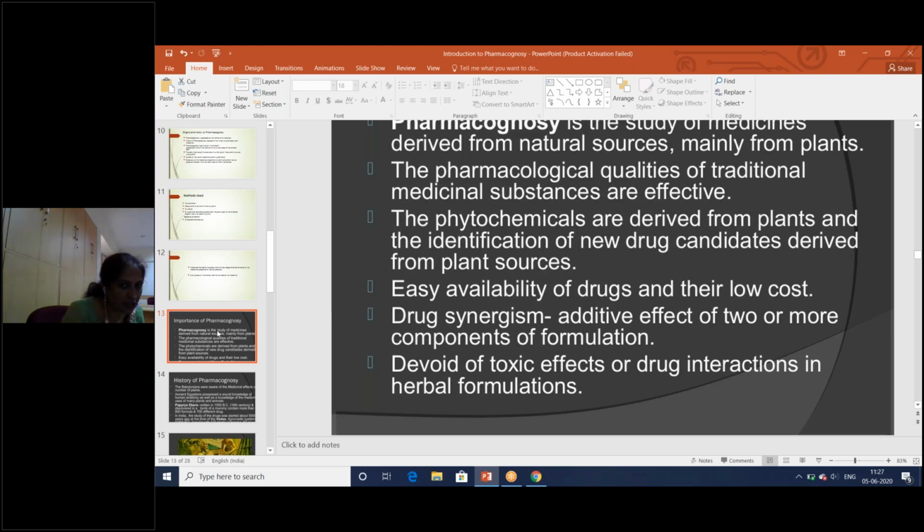You are going to identify the phytochemicals, then study the pharmacological activity, then identify the new phytochemicals. When you identify the new phytochemicals, you can synthesize them in the lab. Then they are easily available. Then there is a lot of drug synergism. There are no contraindications of a drug. There are no toxic effects. So this is the importance of pharmacognosy.